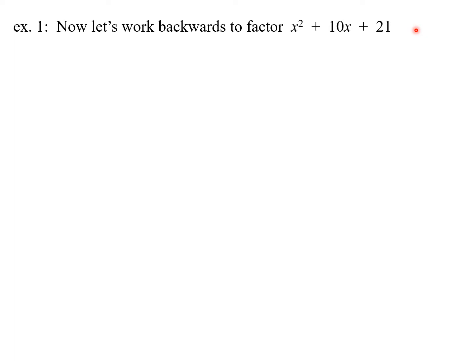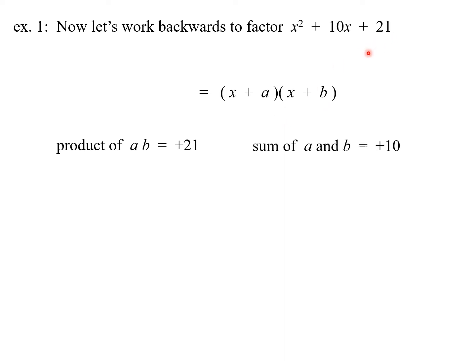All right, now let's work backwards to factor x squared plus 10x plus 21. Now we know that this is going to end up taking the form x plus a times x plus b, and these a and b are constants. We know that the product of those constants is positive 21, and that the sum of those constants is positive 10. So what that means is we need factors of positive 21 that add to a positive 10.